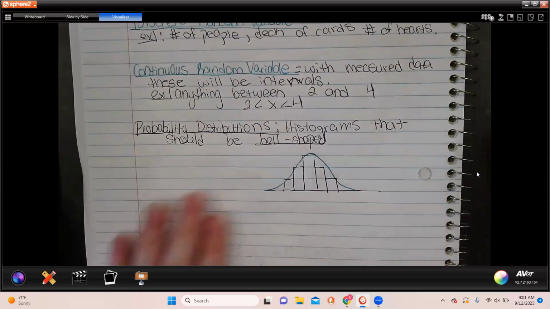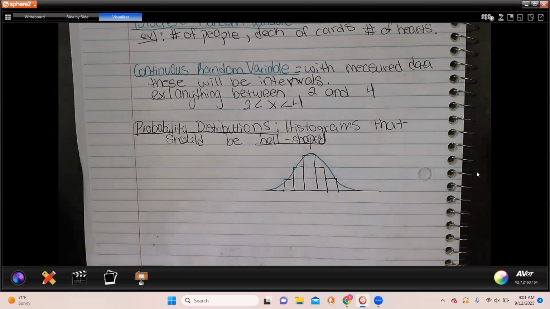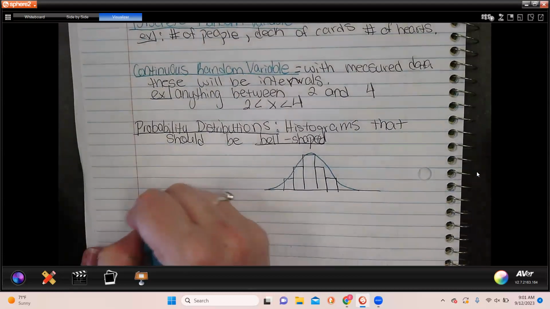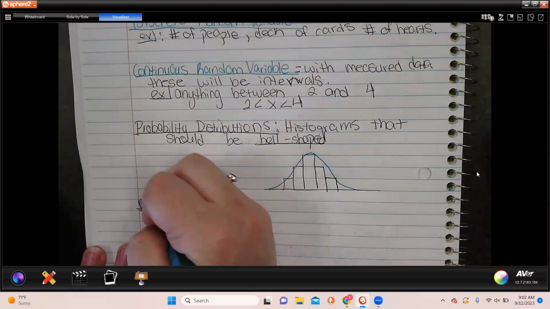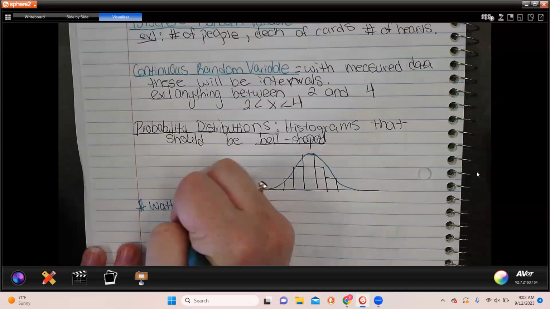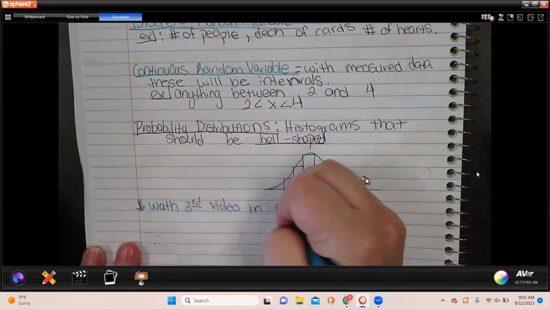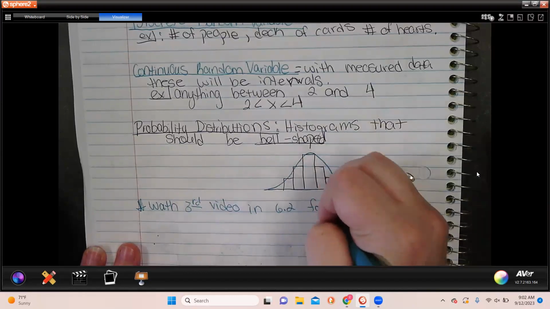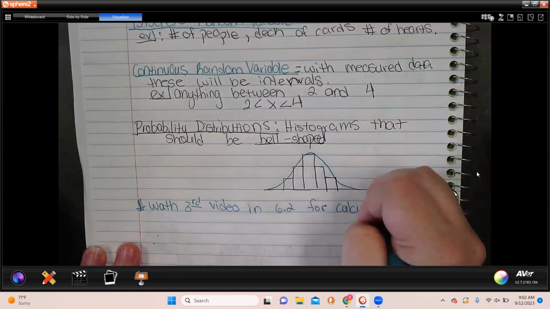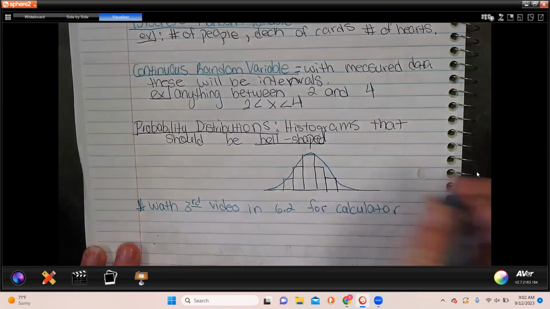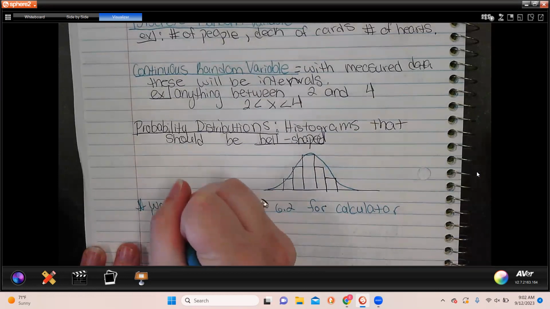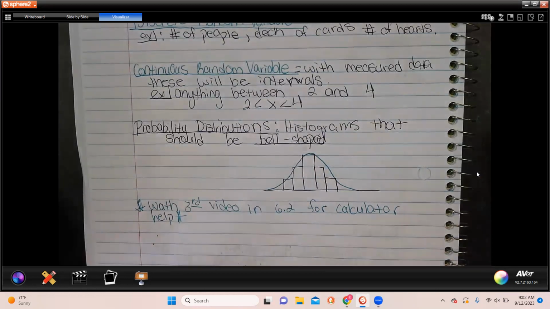Now, there is a way to do this on your calculator. I'm not going to use the time to do it here because I'm running out of time before I get students. So I'm going to say, watch the third video in 6.2 for calculator help for these probability distributions. Okay, so this is what you're going to want to do to get that one. All right, they should be bell-shaped. Remember that, bell-shaped. That is the key.